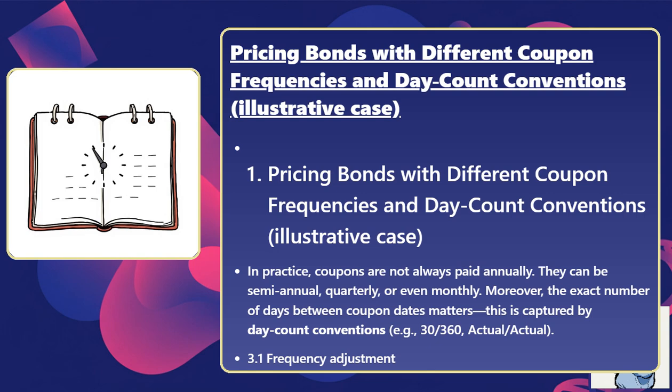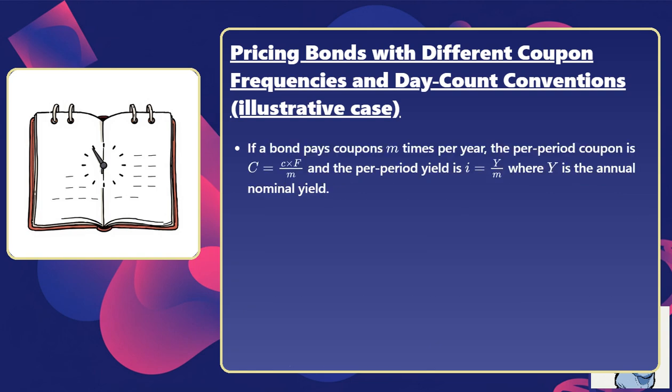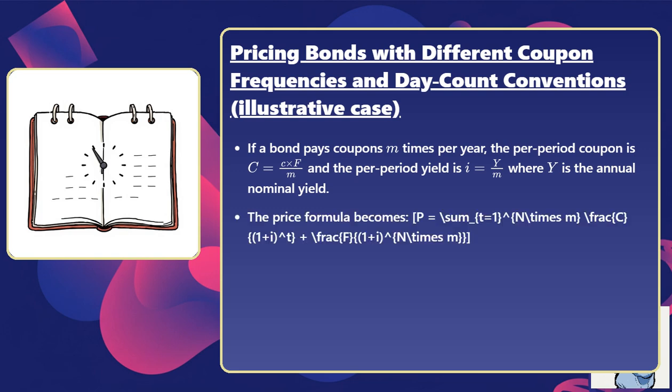3.1 Frequency adjustment. If a bond pays coupons M times per year, the per-period coupon is C equals C times F divided by M, and the per-period yield is I equals Y divided by M, where Y is the annual nominal yield. The price formula becomes P equals the sum from T equals 1 to N times M of C divided by (1 plus I) to the T, plus F divided by (1 plus I) to the N times M.